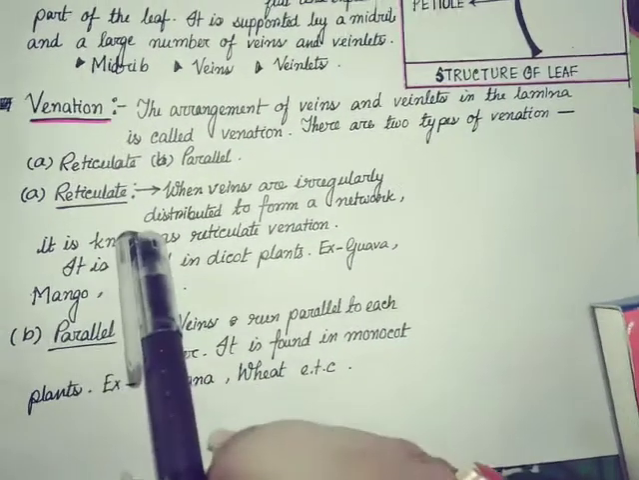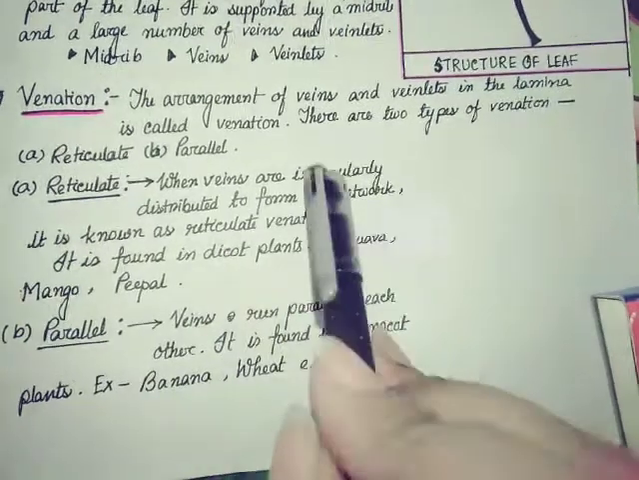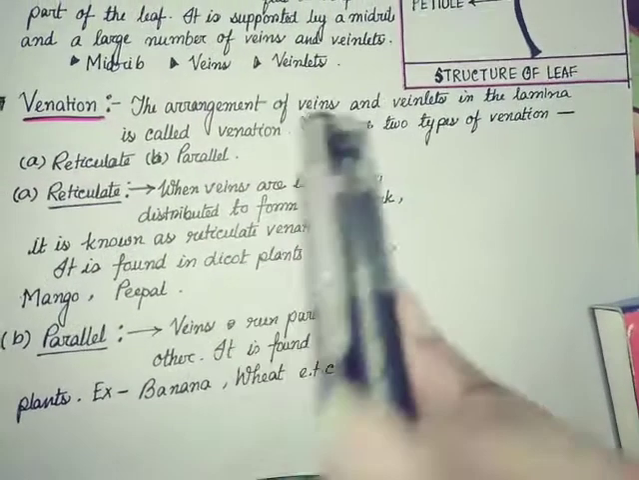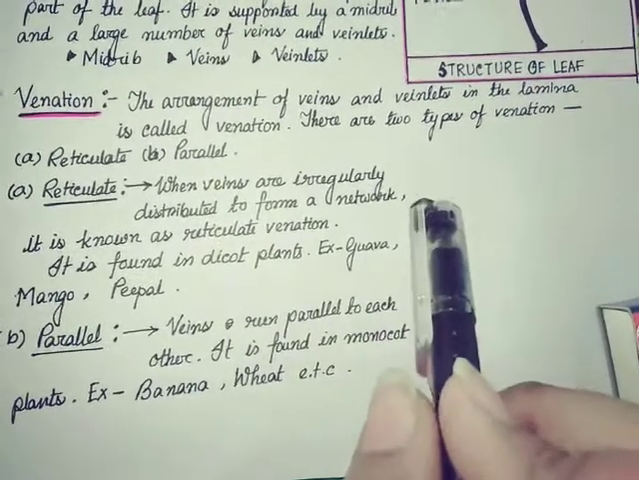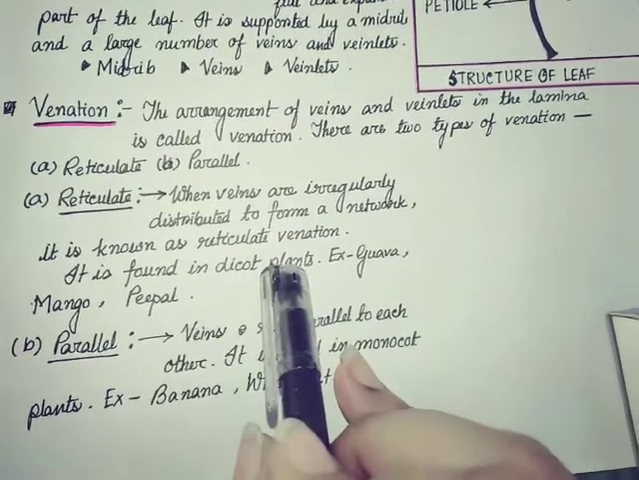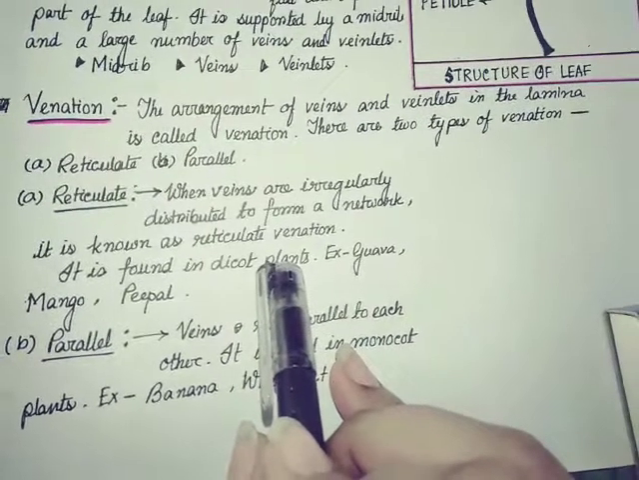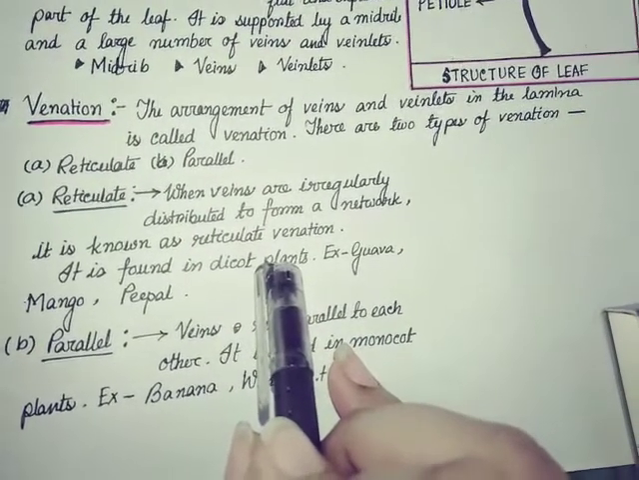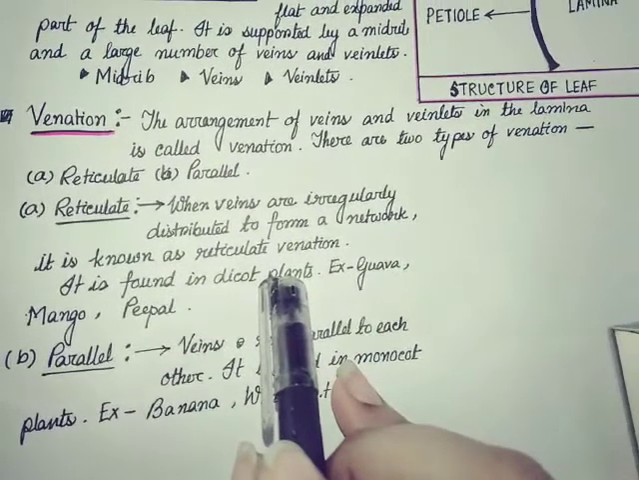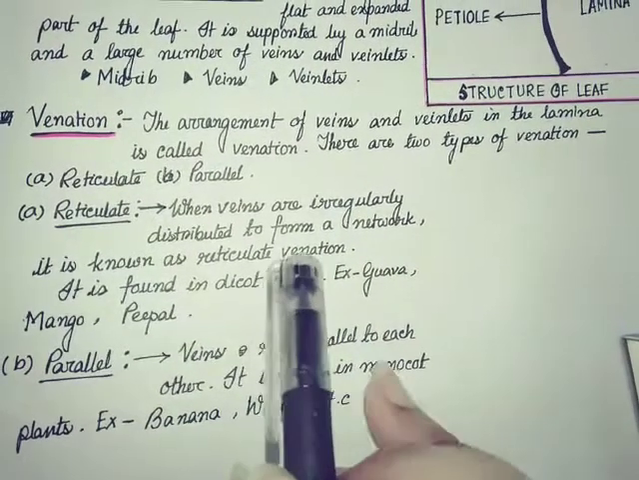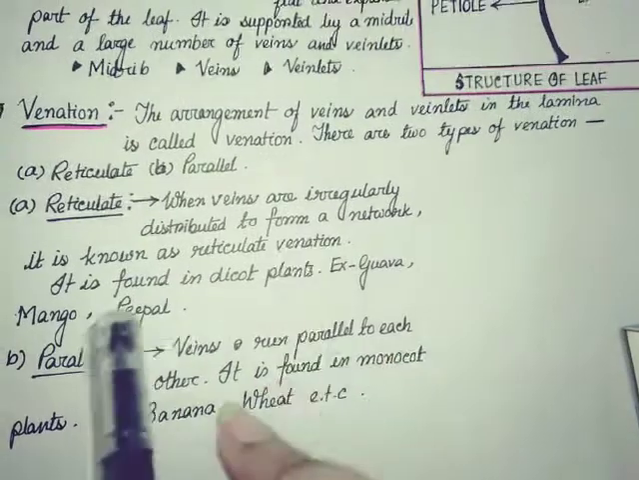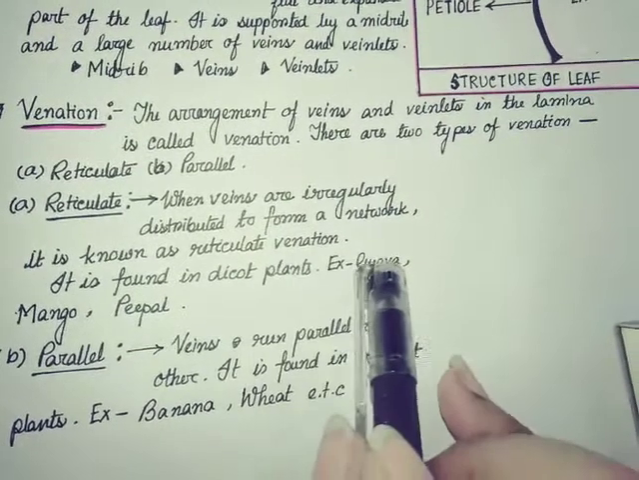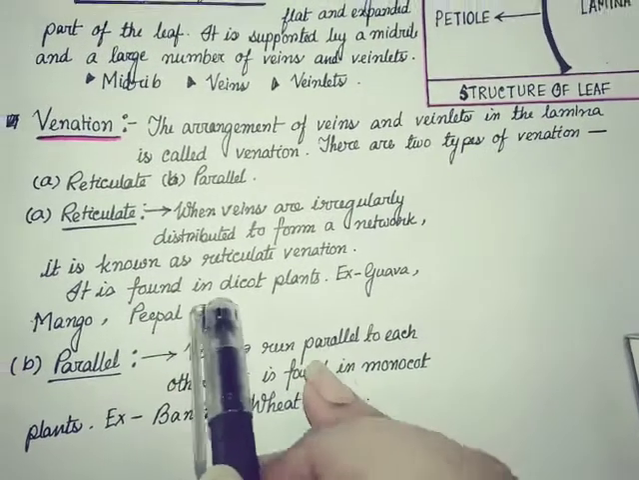Now the first one is the reticulate. When the veins are irregularly distributed to form a network-like structure on the lamina, then it is called reticulate venation. Where the veins and venlets are irregularly distributed to form a network on the lamina is called reticulate venation. It can be found in dicot plants. Examples of dicots: guava, mango, peepal.